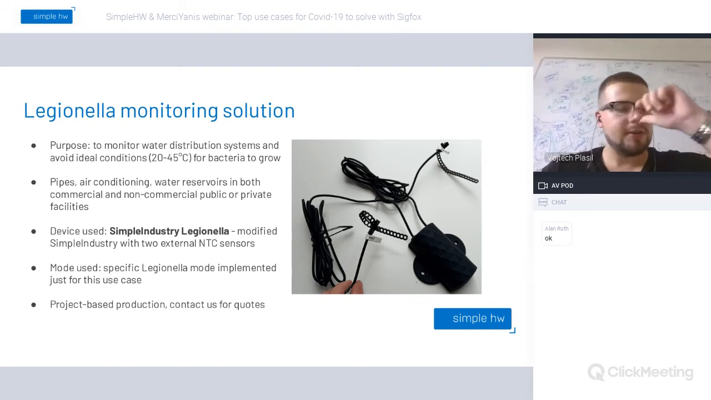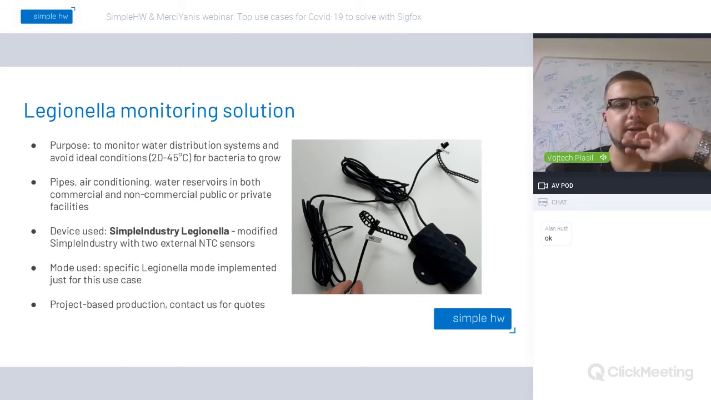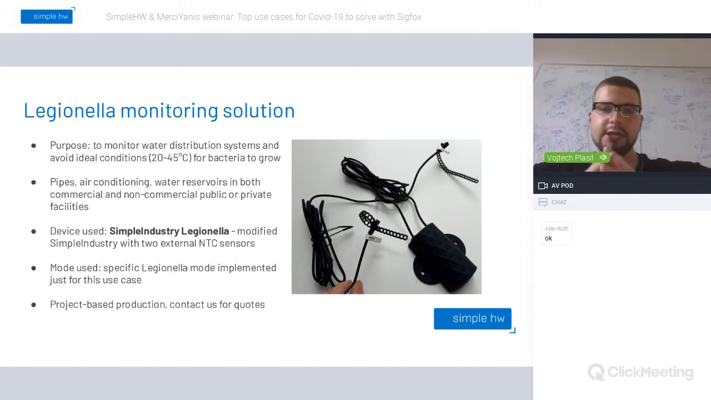The third use case we have is monitoring the Legionella bacteria, the ideal growth of the bacteria. I've already hosted a webinar where I go into more details than what I will talk about now. So you can go to our website and check it out. I think I speak about the disease itself and how the mode works and stuff like that for, I think, 30 minutes, something like that.